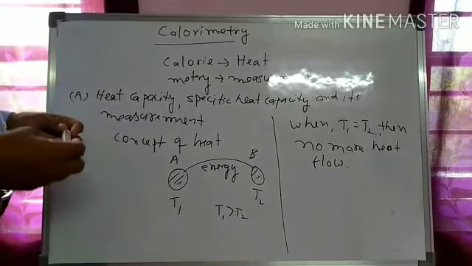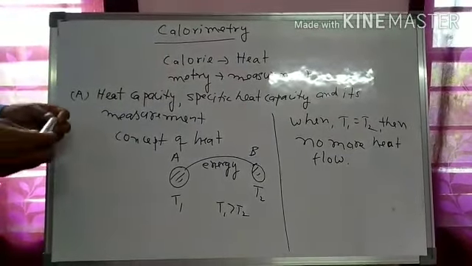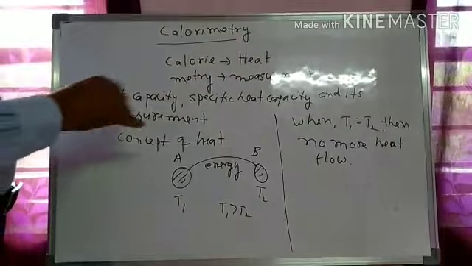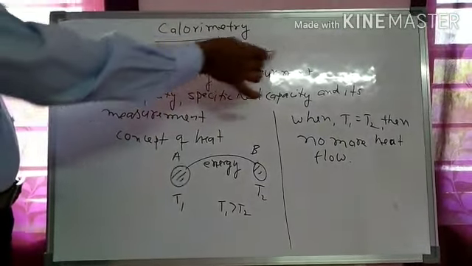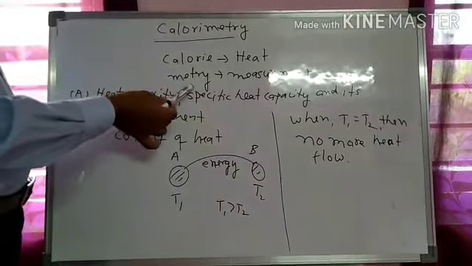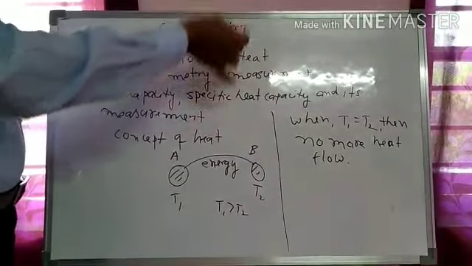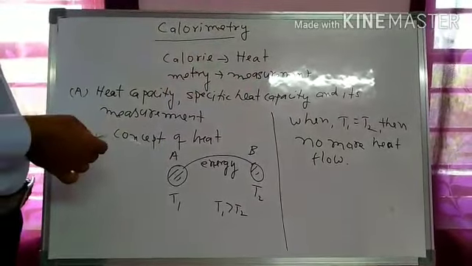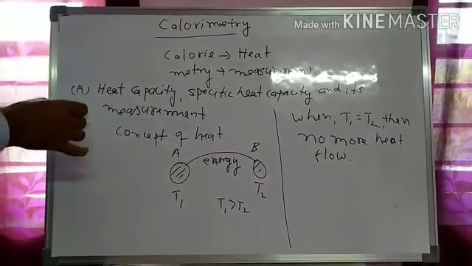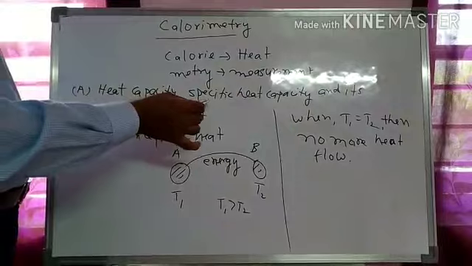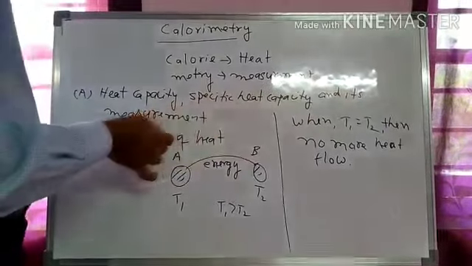Good morning everyone. This is class 10 physics, calorimetry. Now calorimetry consists of two terms. One is calorie, meaning heat. The other one is metry, meaning measurement. So under this heading, calorimetry, we will study the measurement of heat. The first part of this chapter is heat capacity, specific heat capacity and its measurement.